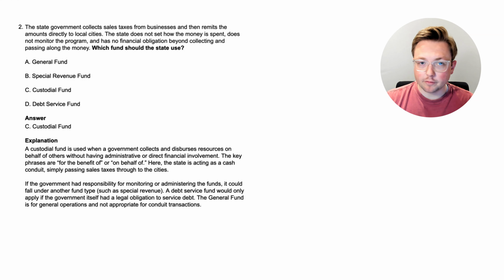So again, if the government is receiving money and holding it, but they're not really in charge of it, they don't decide how the money is used, and they don't have any obligation for it, they're just holding it until they're told what to do with it, then it is a custodial fund. They're just custodians for it. Whereas if they were in charge of it, or if it was for something very specific, it might be a special revenue fund or a debt service fund. But we learned some basics about the custodial fund in this question. Now let's go to the next question.